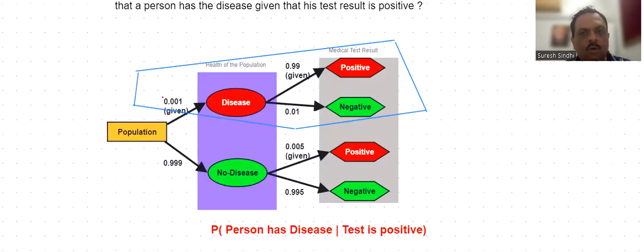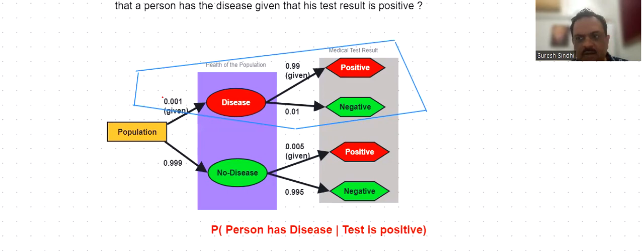That means I want to go to the upper path. The person is having the disease and the test result is positive. But just now I have explained to you, the test result could be positive either for the person suffering from the disease, or even for the person not suffering from the disease. So these are the two scenarios. This is the upper scenario, and this is the scenario given in the lower part. Now you can see, we are interested in the upper part.